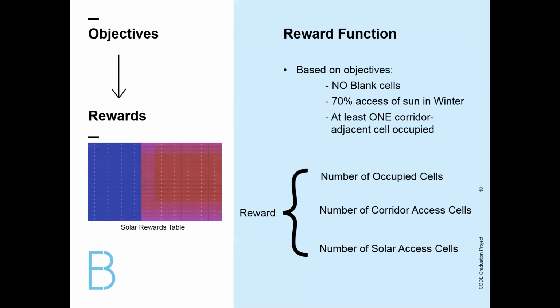Thirdly, the number of solar access cells. Just as mentioned before, 70% access to sun in winter is the objective that the rewards function is trying to chase. If it's not met, the agent will get punished.